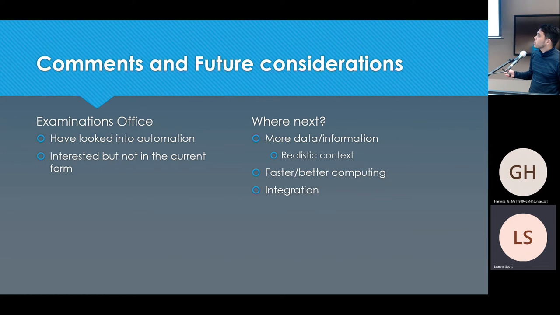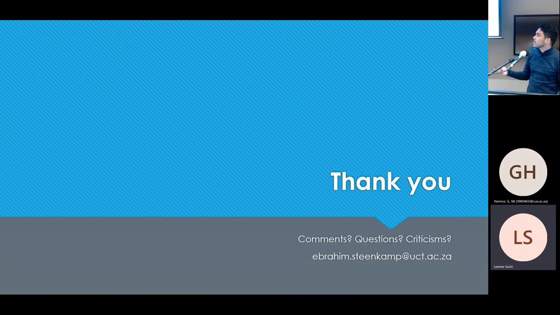In the ideal case, it would be integrated into the current UCT systems, so that, for example, when we need to pull the data, you can pull it straight from the servers, and data cleaning can happen like that, because the data structures are unlikely to change from year to year. So the app would then have constant use throughout time. Thank you.